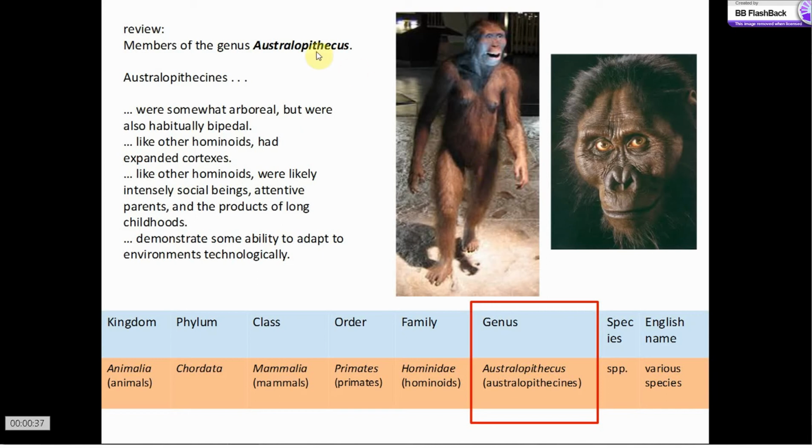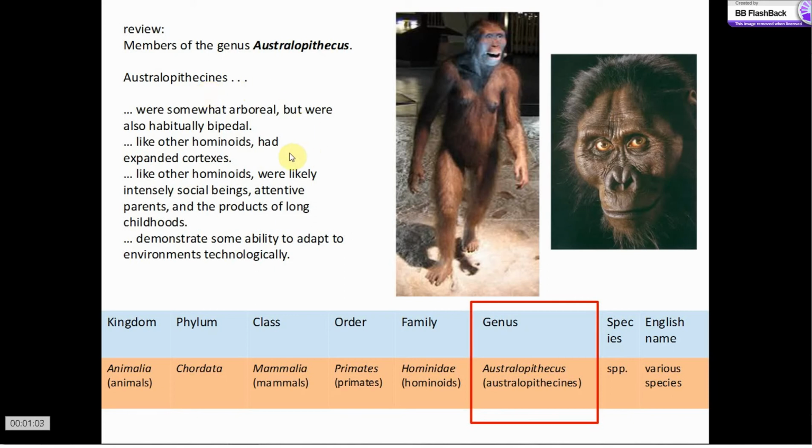And also, just one more time to review, even though Australopithecus is a genus and Ardipithecus is a genus, we can still say that both of these genera are Australopithecines. Basically, just a general term for these transitional characters on the way from knuckle-walking apes to bipedal Homo.